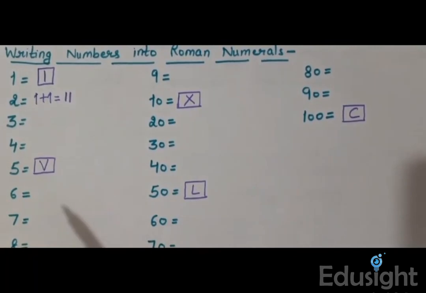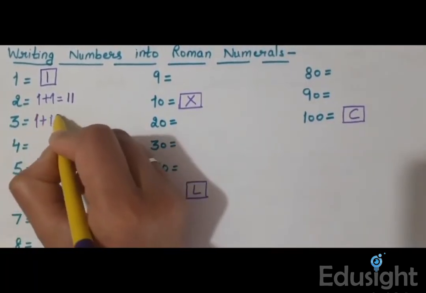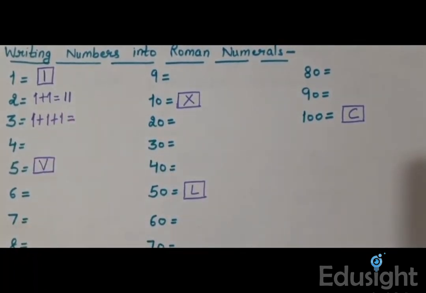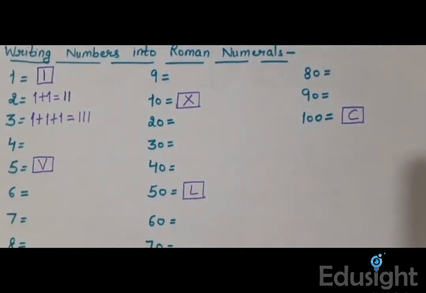Now it is 3. 3 can be written as 1 plus 1 plus 1, right? That is, we can repeat I 3 times here. Addition is there, the first rule, right? Now 4.